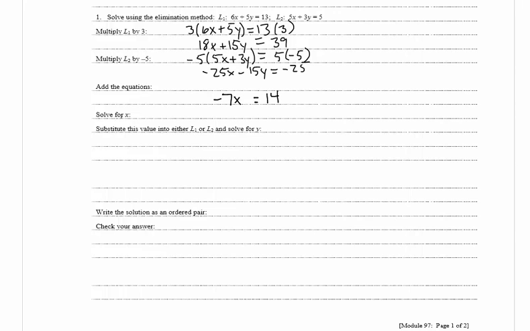And now they want us to solve for x. And to solve for x, we're going to divide both sides by negative 7, and we find that x is equal to negative 2. And now we're going to substitute this value into either L1 or L2 and solve for y.